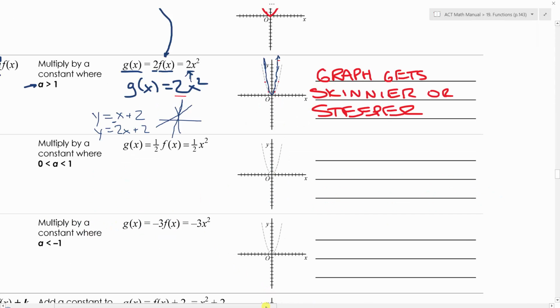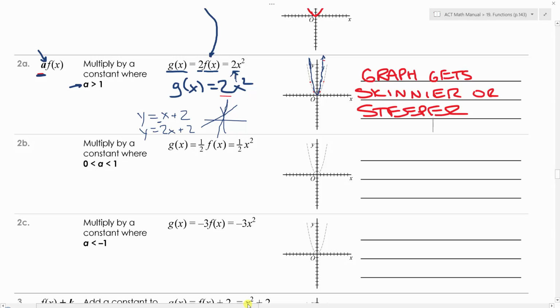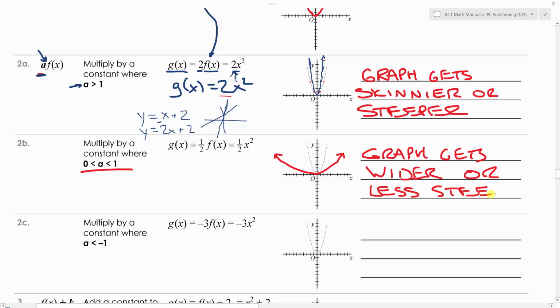Now another situation is you could put a constant in front of the function, but that constant could be between 0 and 1. In other words, it could be fractional. If this happens, I'm not going to try to do this the nice way, but if this happens, your graph's going to get wider or fatter or less steep. So graph gets wider or less steep. Okay, so that is a fractional coefficient between 0 and 1.